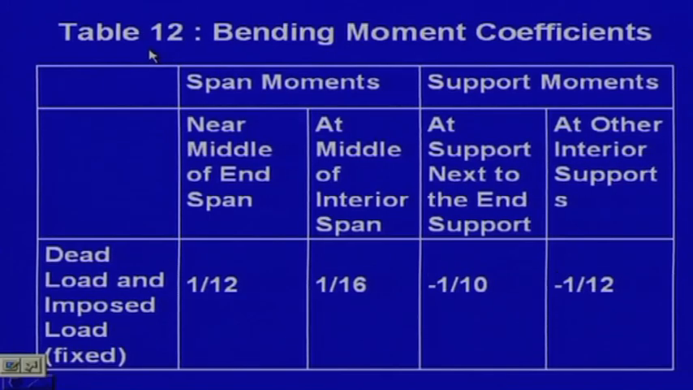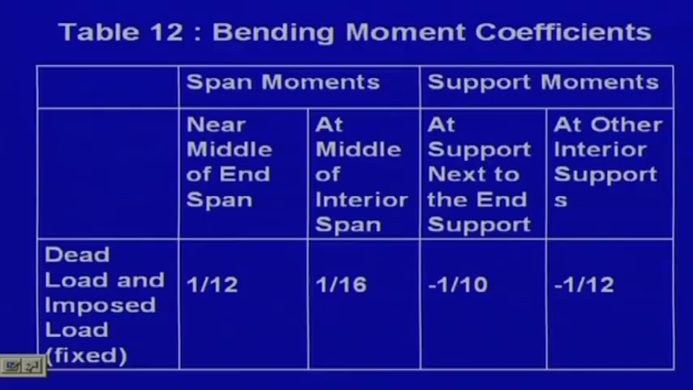So, Table 12, that I have simply copied, is the bending moment coefficients, but we have to use different coefficients for span moments and for support moments. Near the middle of the end span is the span moment, and we are talking about dead load and imposed load fixed. Loading such as chairs or any machine that is fixed in its position, we take as a fixed imposed load.